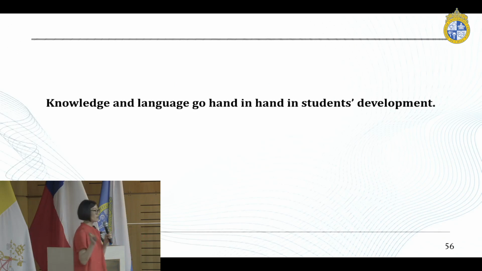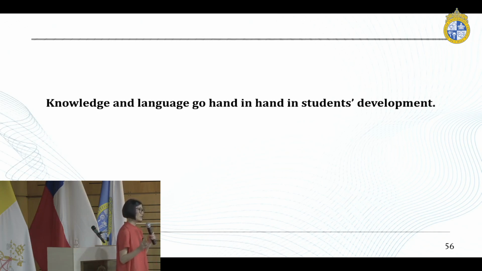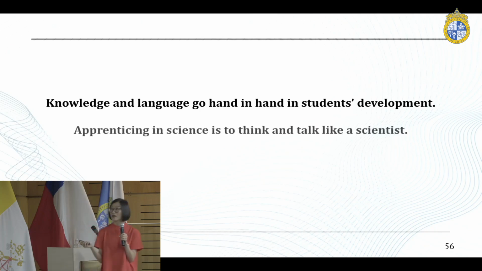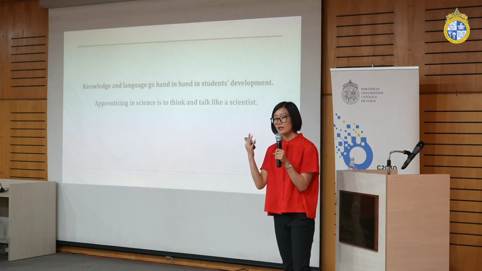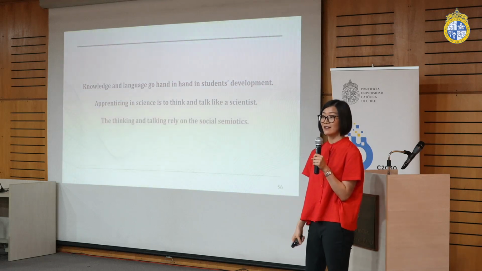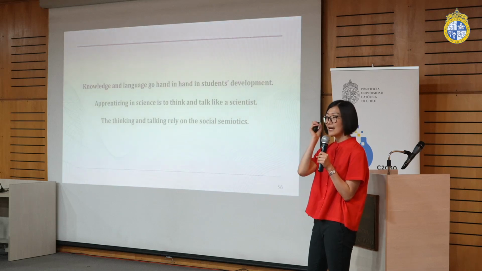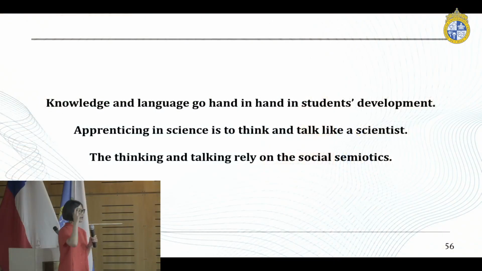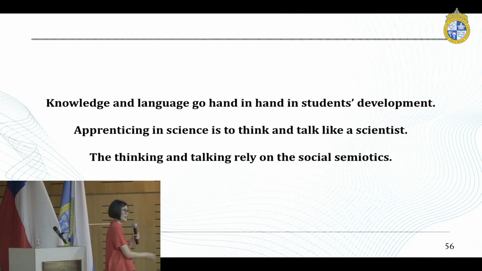Okay, so based on this analysis I'm showing you, the point here is that this high-achieving student's knowledge certainly developed, right? And she went on to study biological science and did her research, started her research career. Now, knowledge and language in this case, it was very apparent that they go hand in hand in students' development. The development here, I mean both the knowledge and language development. So apprenticing in science is basically to learn to think and talk like a scientist, right? And the thinking and talking, importantly, rely on social semiotic resources, right? So this successful student knew what meaning should be made in every step of her way. She was able to produce the text every time successfully.